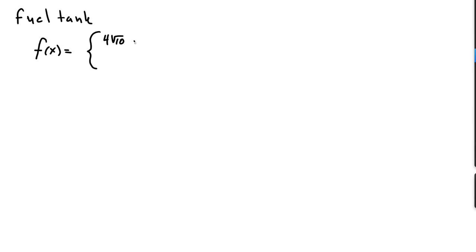10 when x is between -120 and 10, and 1/5 square root of x times 30 minus x when x is between 10 and 30. Alright, so here's what we're looking at.